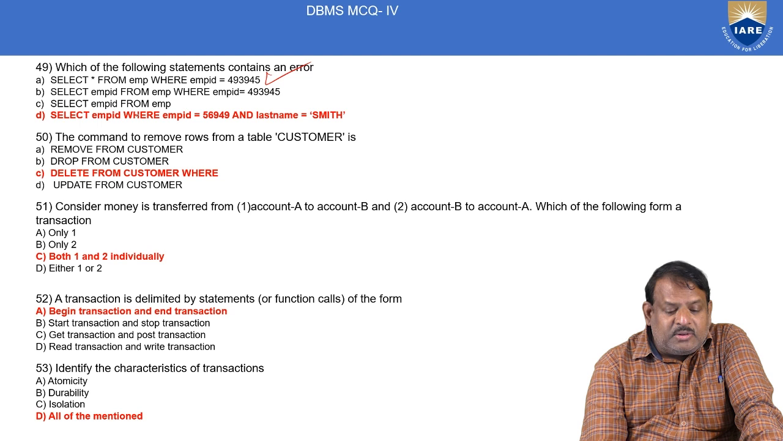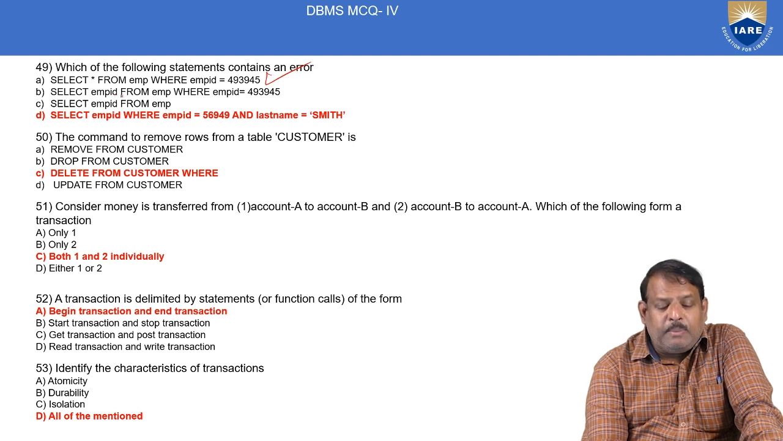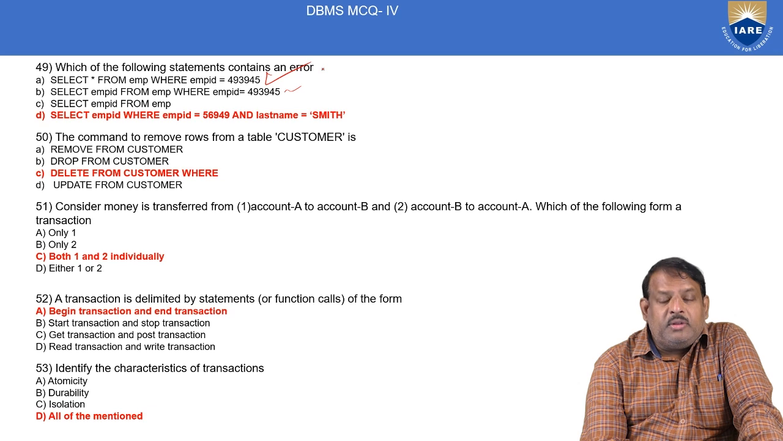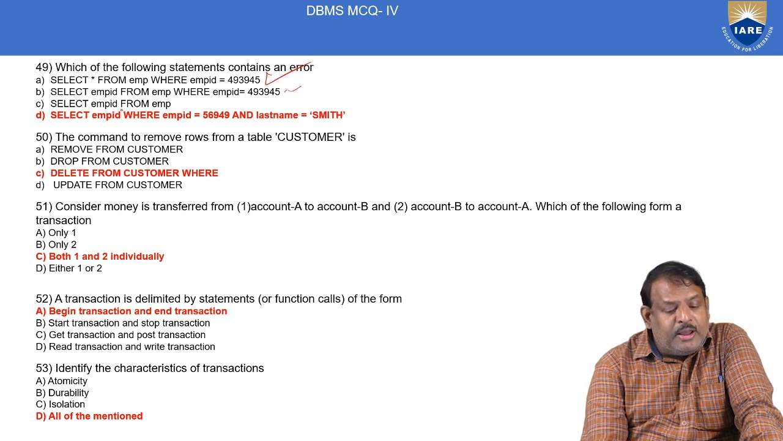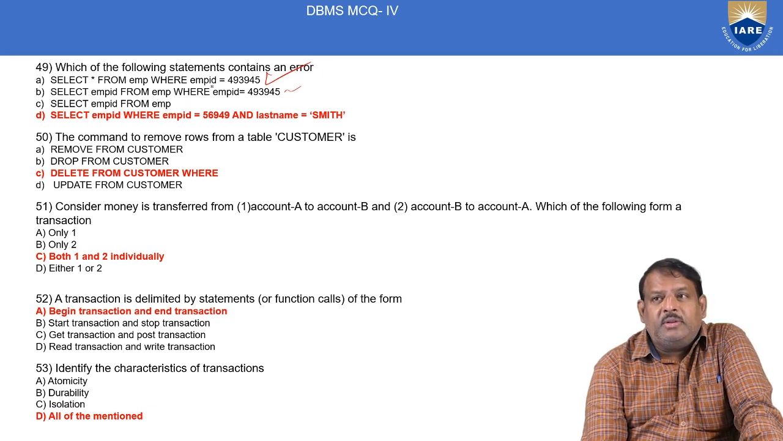Second, select EMP ID from EMP where EMP. This is also valid because instead of star, he is saying that I need only the employee ID. So this is also a valid statement. What is the third? Select EMP ID from EMP. This is also valid because there is no where clause, so he is going to get all the records.